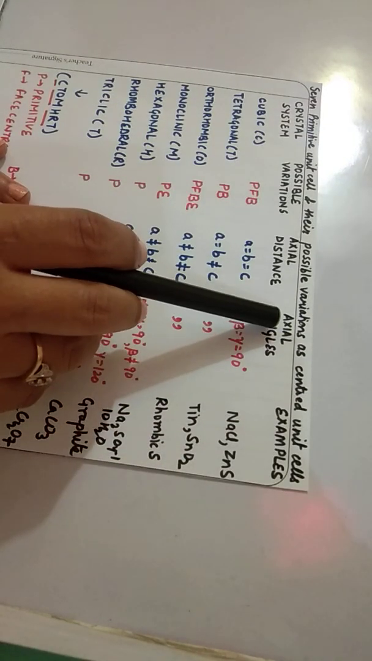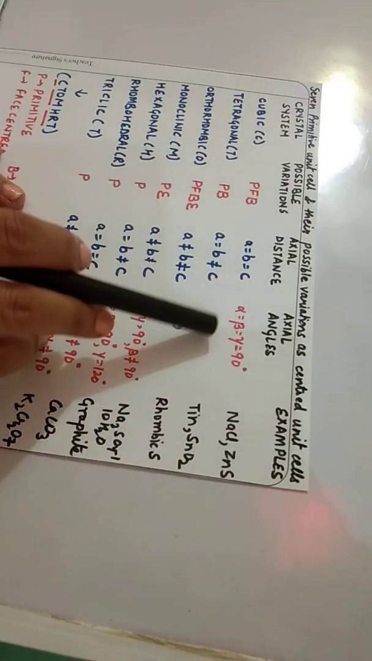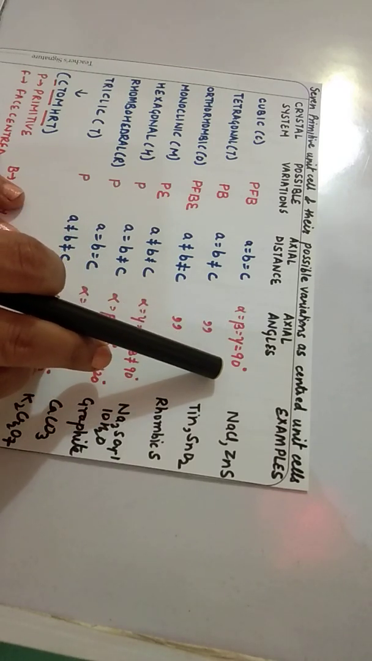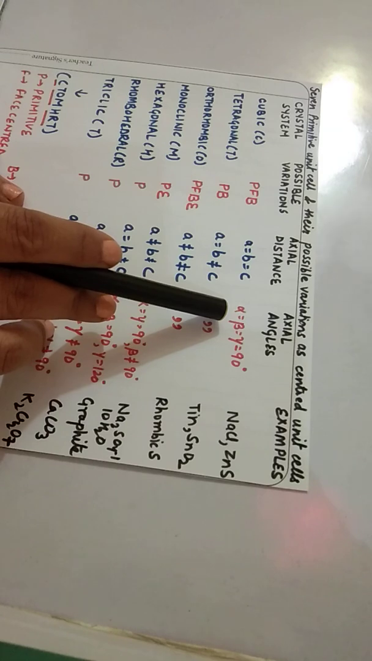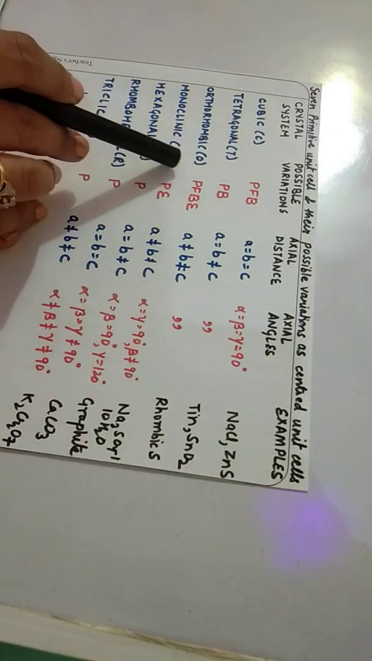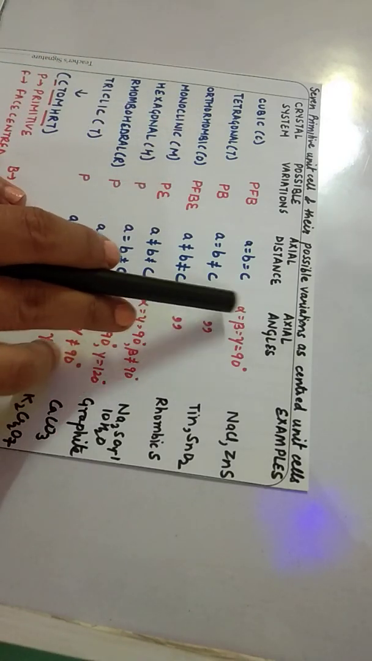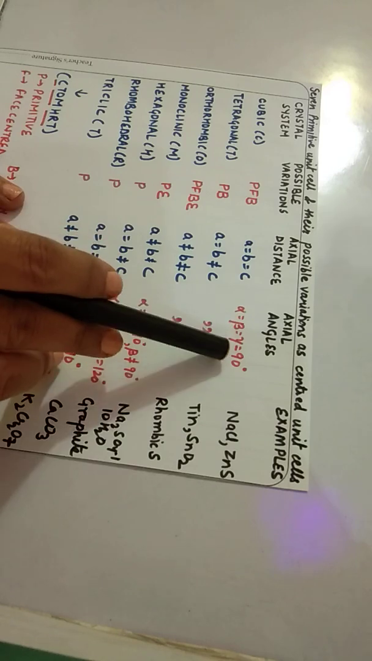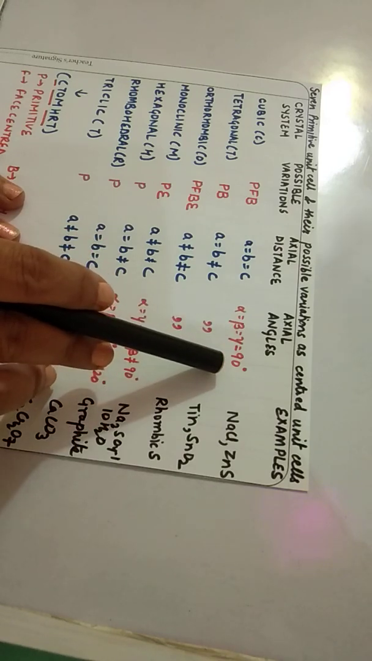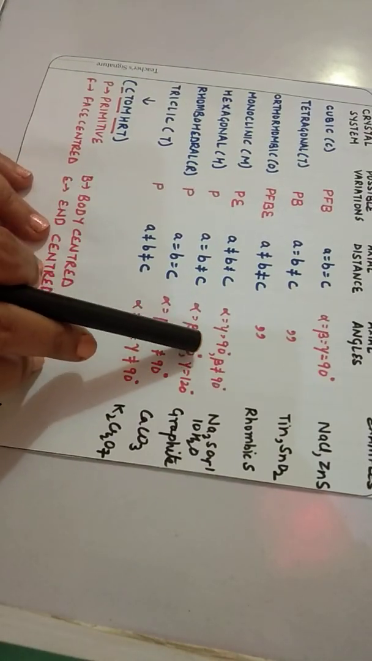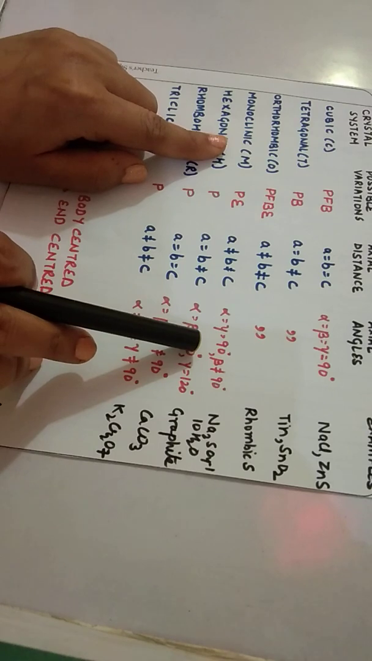Now we'll be studying about the axial angles. Axial angles are alpha equals beta equals gamma equals 90 degrees. These are the axial angles alpha, beta, gamma in case of cubic, tetragonal and orthorhombic. That is, all the three axial angles will be equal to 90 degrees. They will be perpendicular. 90, 90. All the three angles.